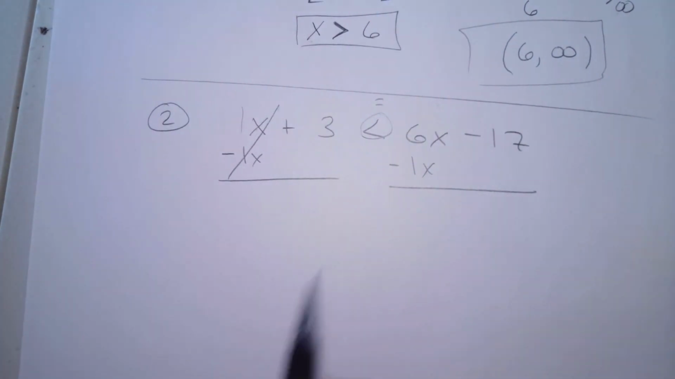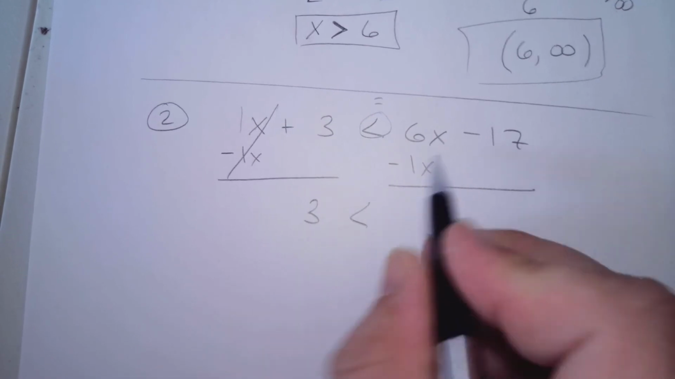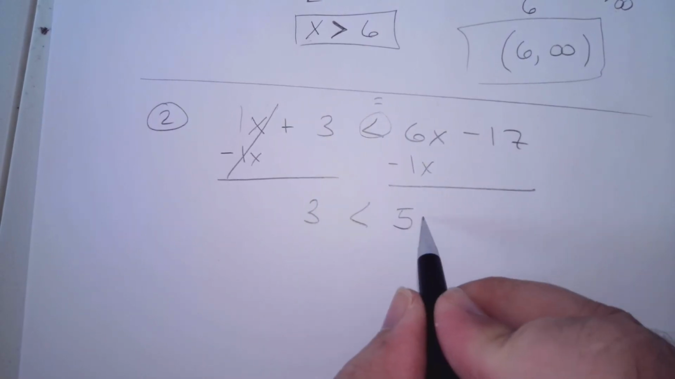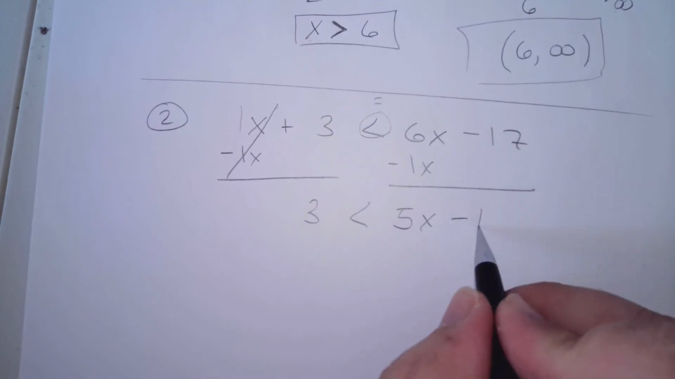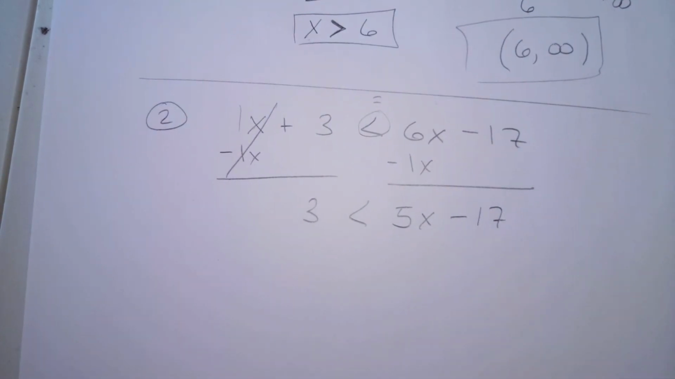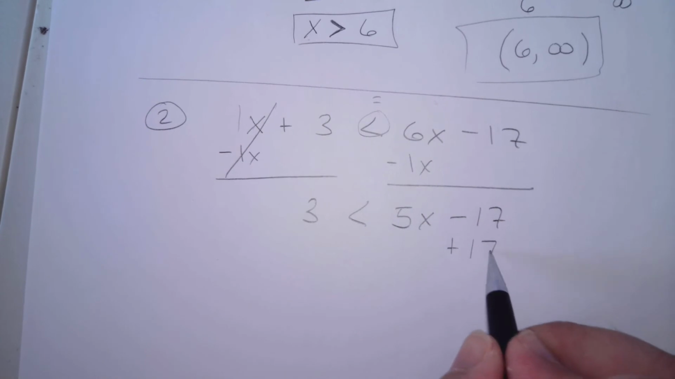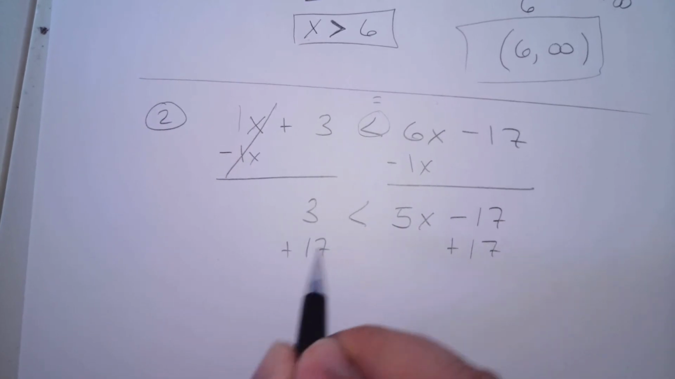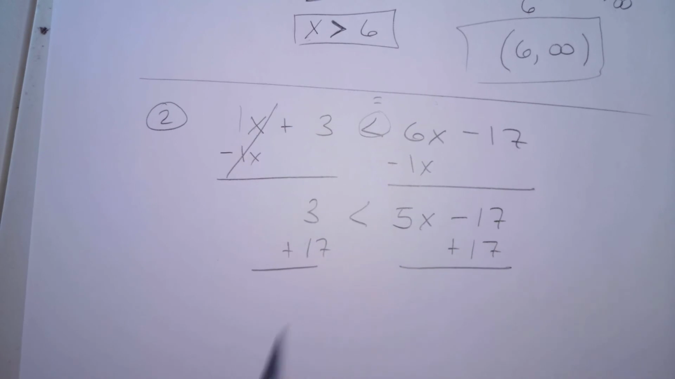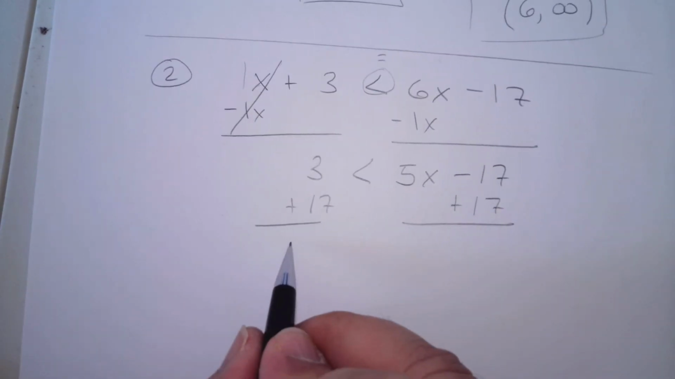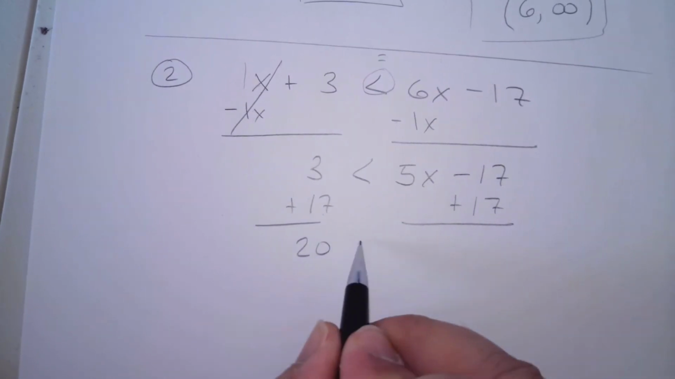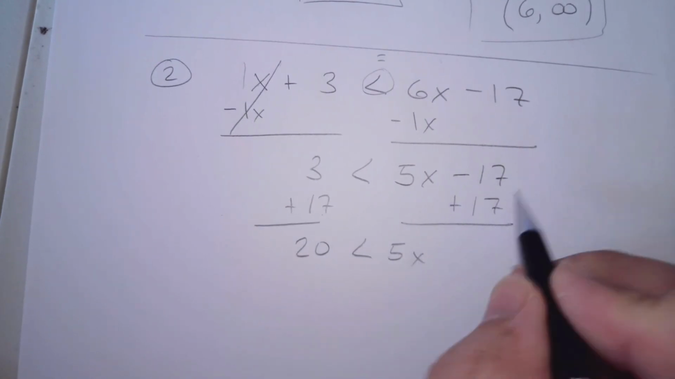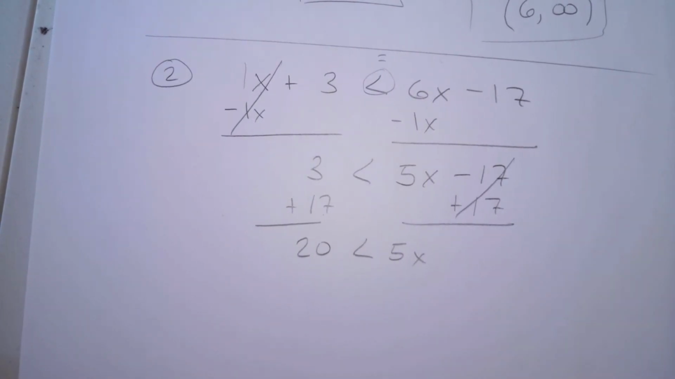The x's cancel. 6 minus 1 is 5x. Bring down everything else. Get rid of the 17 since we're trying to get x by itself. Remember, whatever you do to one side, you have to do the other side. That's the golden rule. 17 plus 3 is 20. Those cancel. And divide by 5. 5 goes into 20 4 times.